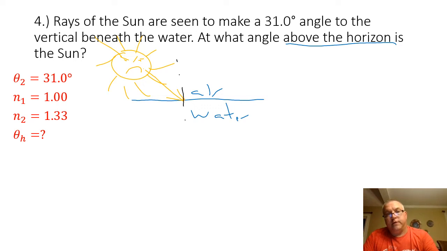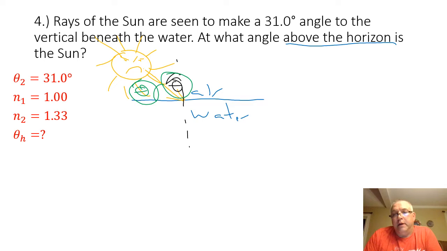Now when we solve this with Snell's law, we are going to be solving for this angle right here, theta. But the angle that we're being asked to find in this problem is the angle above the horizon, or this angle. So once we find our angle of incidence, we have to then find this angle, which is just going to be the complementary angle. So let's take a look.